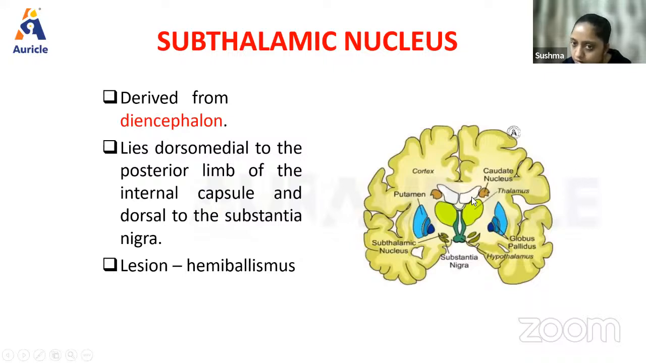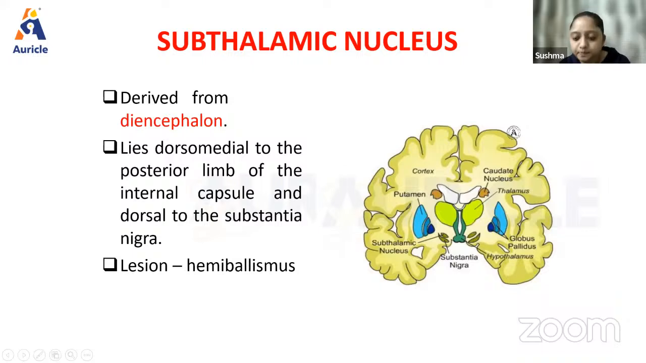These are the lateral horns of the anterior horn of the lateral ventricle. And next to that is the caudate nucleus. Here I have the thalamus. Here I have the internal capsule, globus pallidus, putamen. This is the hypothalamus, substantia nigra, and subthalamic nucleus.